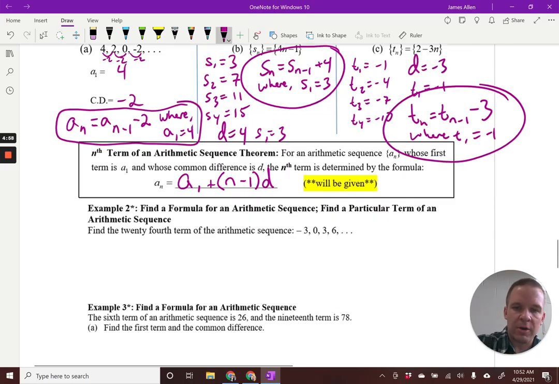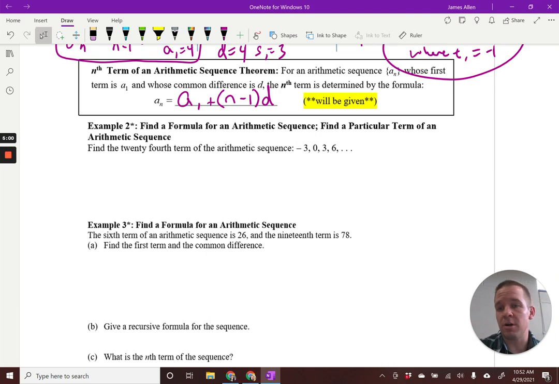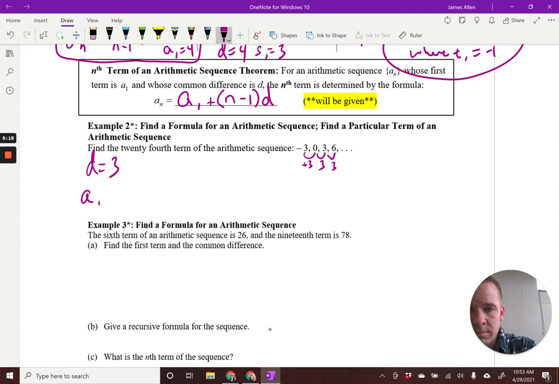Find a formula for an arithmetic sequence, and then find a particular term of an arithmetic sequence. That's what we're going to do right now. It's going to be awesome. All right, find the 24th term of an arithmetic sequence. Well, as we can see here, it's going up by 3, right? Each time it's going up by 3. So I already know my common difference is 3. And my first term is -3.